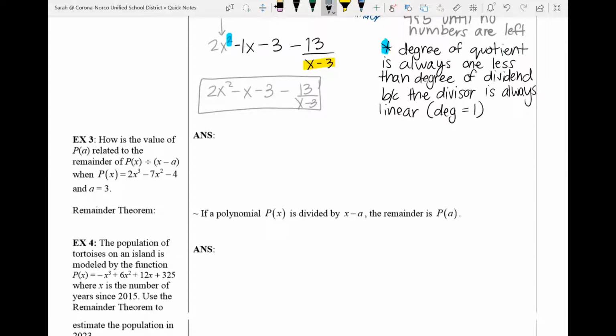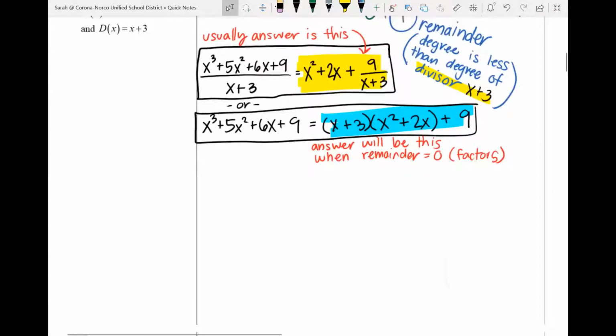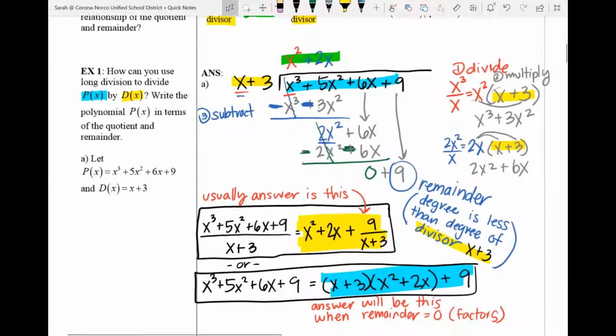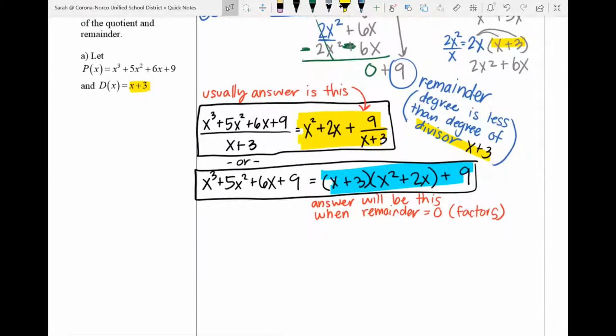So before we move on to looking at some other properties of division, I want to go back and do an example from our long division notes. Okay, so if we can look at the notes from long division, remember that synthetic division works when your divisor is linear with a leading coefficient of 1. So notice that x plus 3 for this problem was linear with a leading coefficient of 1. So synthetic division is an option here.